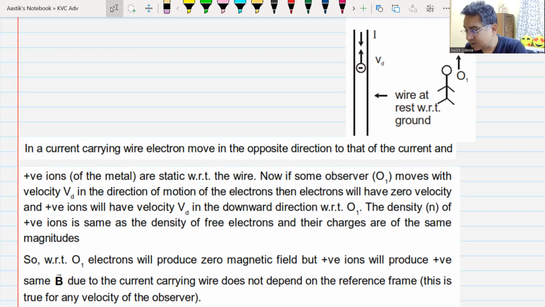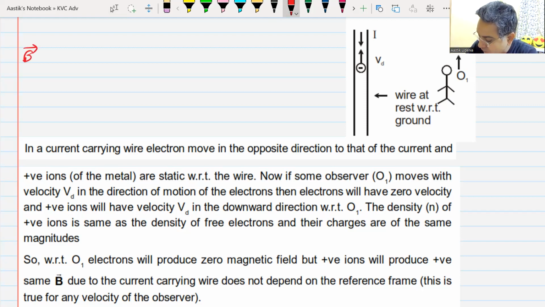Well, electrons will be at rest, but the positive charges, and the conductor has an equal number of negative and positive charges. Even though he is moving with a velocity equal to the drift velocity of the electrons in the same direction as the electrons, the positive charges will be moving in the opposite direction with respect to him. Yes or no? Yes, sir. And therefore he will see a magnetic field, the same magnetic field, no matter how he moves. That means the magnetic field created by a current carrying wire does not depend on the reference frame.